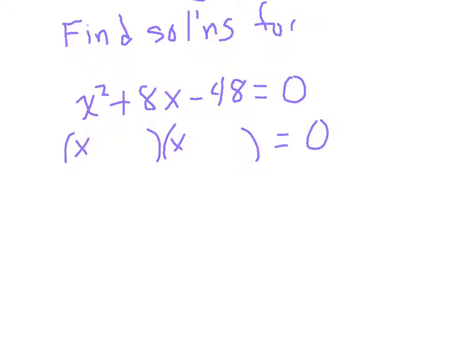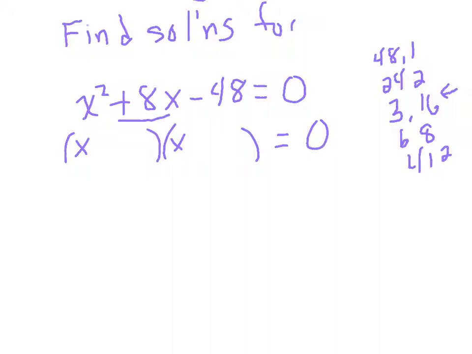So what times what gives us 48? We have 48 and 1, 24 and 2, 3 and 16. That's one of my favorites, so just keep that in mind. 5 dozen, and 6 and 8. Oh, and 4 and 12. There's a lot of factors of 48. So does any of these subtract to give us 8? No, no, no, no. Yes, we do. So we have a 4 and a 12.